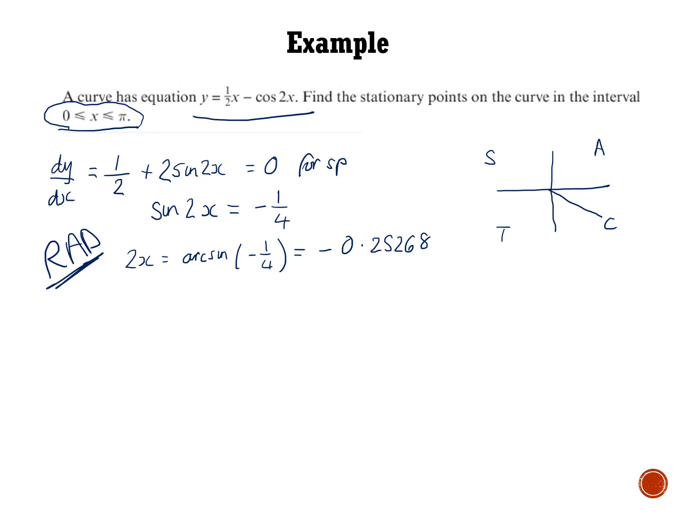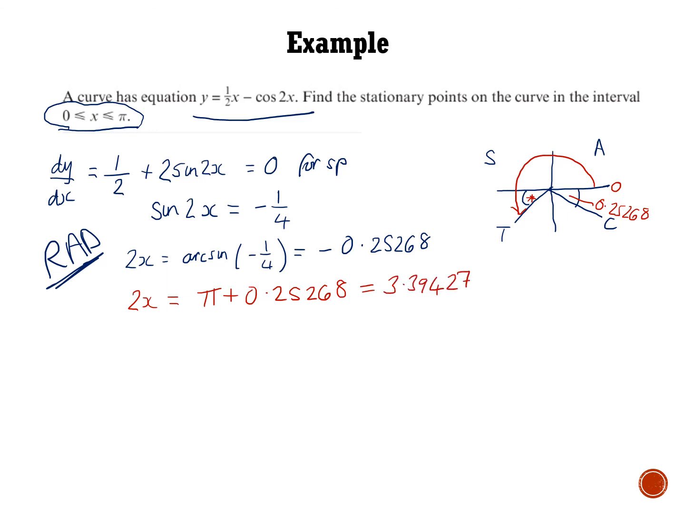So the one it's given me is here, okay, because sine is negative in this quadrant. Where else is sine negative? Now the values I want are all going to be positive, so the first one I'm going to start here at 0 and read right the way round to that one. Remember that's your 0 there. So that one is 2x equals, remember the value of this is 0.25268, as is this one here. So 2x is equal to pi plus 0.25268, which is 3.39427. I'm keeping quite a few significant figures here and then I will round it at the end, okay.